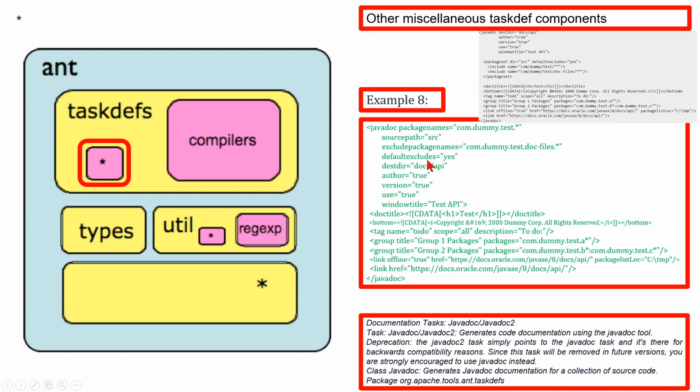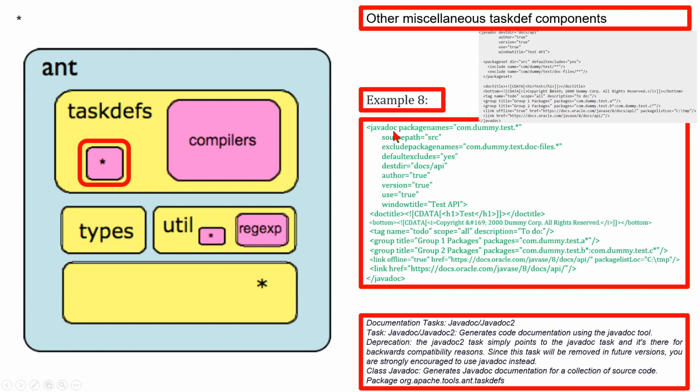Now we are considering Javadoc or Javadoc2 in documentation tasks. The task Javadoc or Javadoc2 generates code documentation using the Javadoc tool. The Javadoc2 task simply points to the Javadoc task, and it's there for backward compatibility reasons. Since this task will be removed in future versions, you are strongly encouraged to use Javadoc instead.